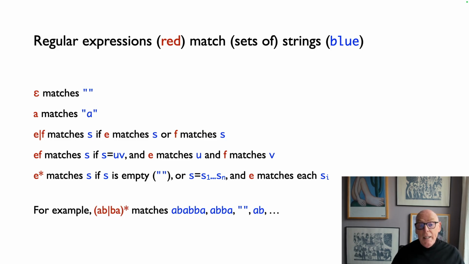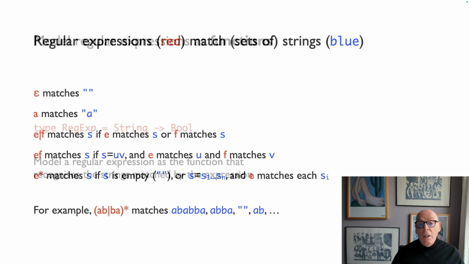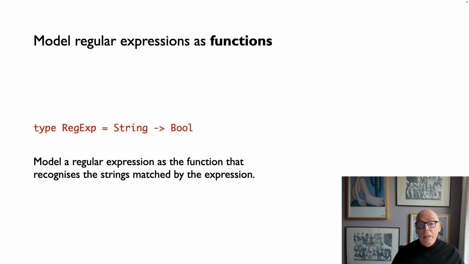But what we're going to do is, and this is why it's in this block, is we're going to use functions to model regular expressions directly. So we're modeling each regular expression as the function which matches exactly the strings that the expression denotes. So each regular expression is itself a function. And we're saying the type regex is function from strings to Booleans. The function returns true if the regular expression matches the string. It returns false if not.